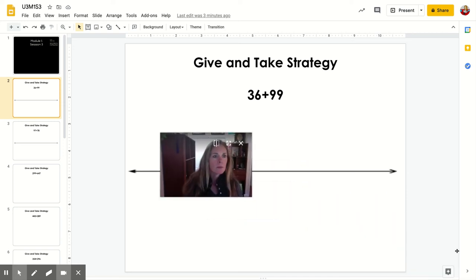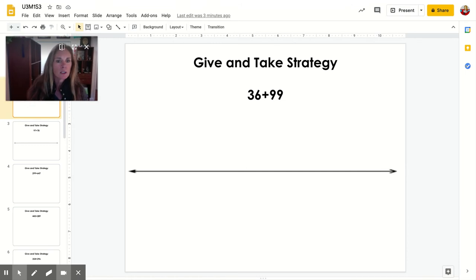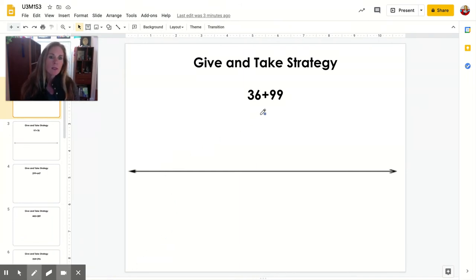Okay, so today we're going to talk about a strategy for addition called the give and take strategy. And we're going to use this problem string to show you what I mean. The give and take strategy is a little bit like our make 10 strategy. So I know that when you look at 36 plus 99, the first thing you're thinking is, hey, Miss Carr, that 99 is really close to 100. It would be way better if it were 100.